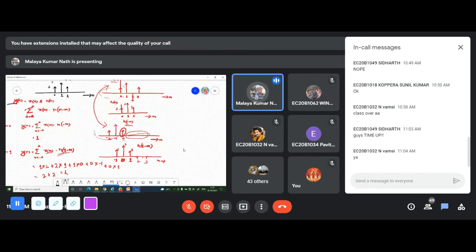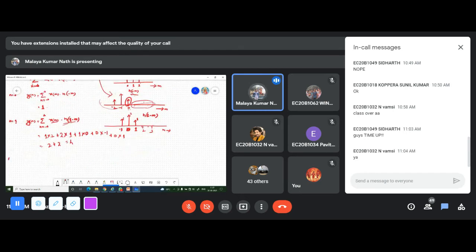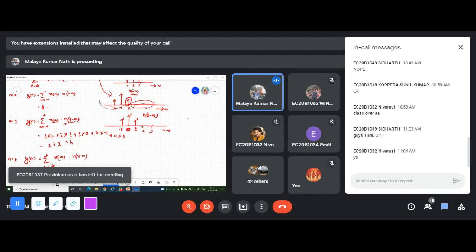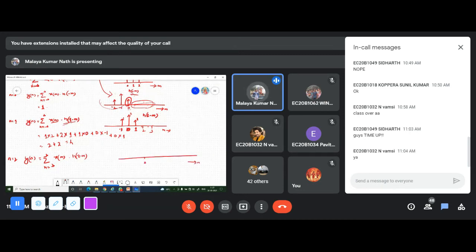So if I take n is equal to 2, what will be the value? Now this expression will become y of n, that is equal to summation n is equal to minus infinite to infinite x of m into h of 2 minus m. So that means this signal is shifted 2 units. As I am shifting this signal by 2 units, this is equal to 0, 1, 2, 3, and this side is equal to minus 1, minus 2, like this. So whatever this value at 1, this will come to 2.